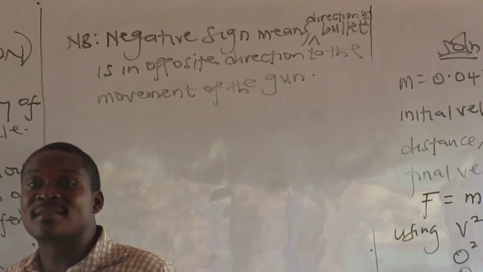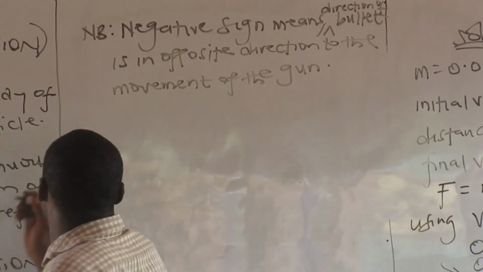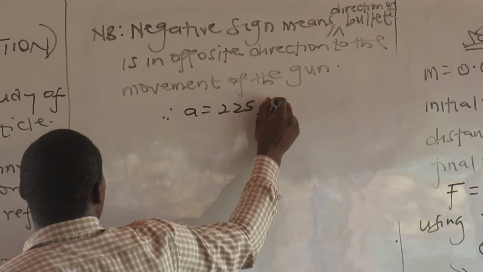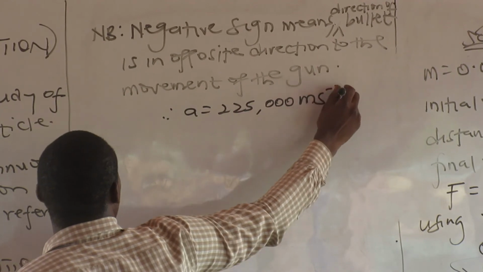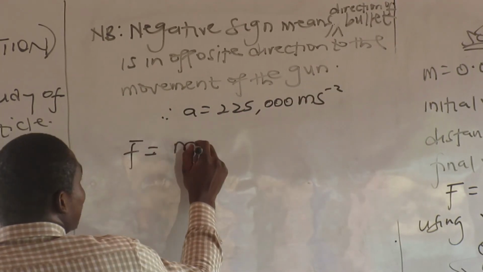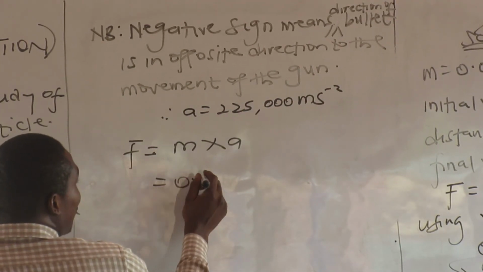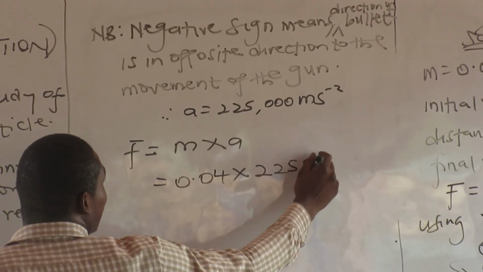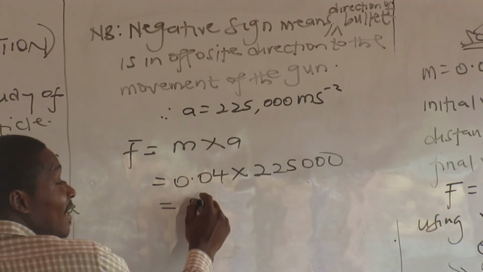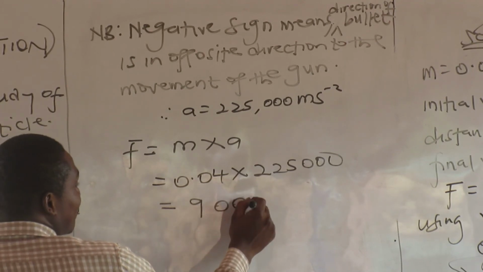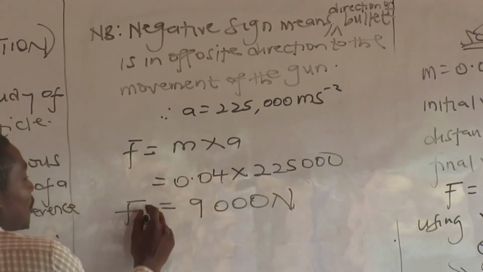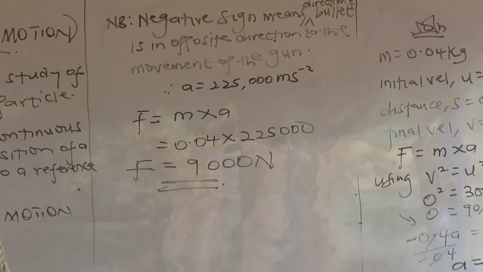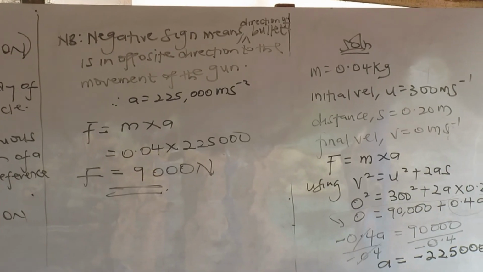So the negative sign is just giving us an indication, right? Our acceleration happens to be 225,000 meters per second squared. Now what is my force? Mass times what? Acceleration. My mass is 0.04 by 225,000. This will give me 9,000 Newton. Good. So, in case you hear about gun recoil, that is a typical question on gun recoil.